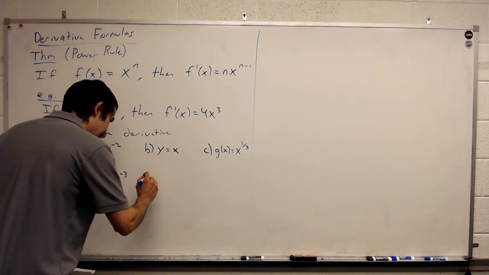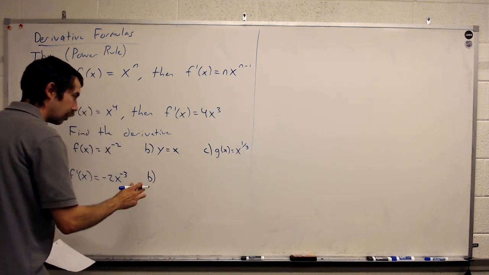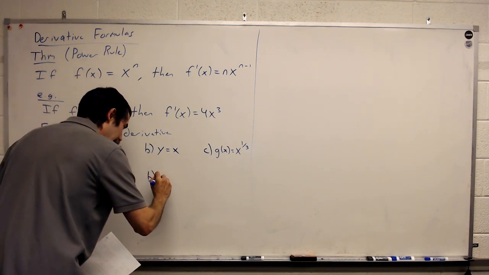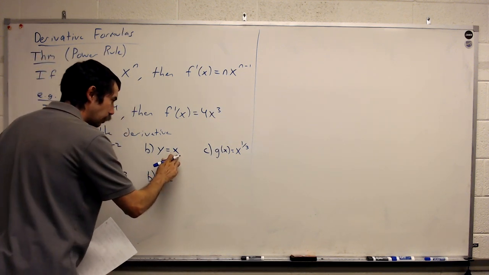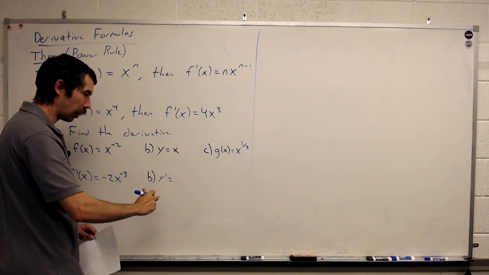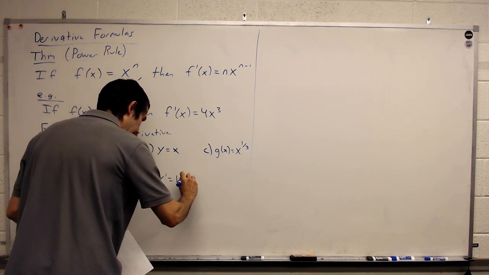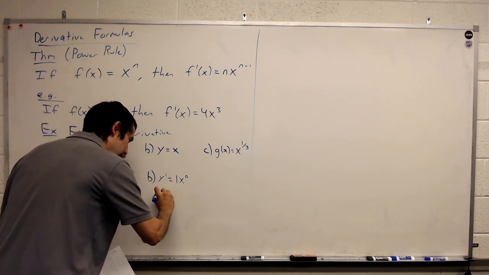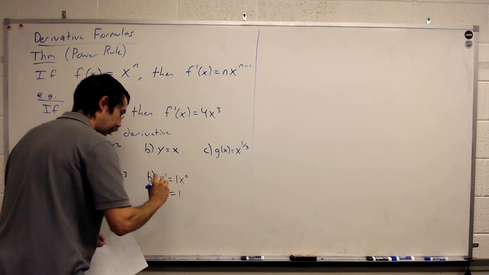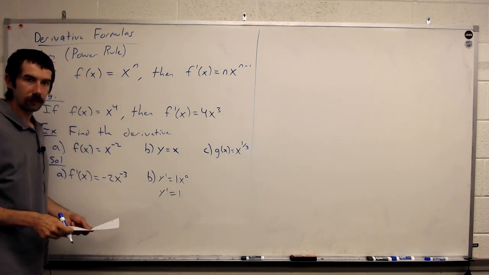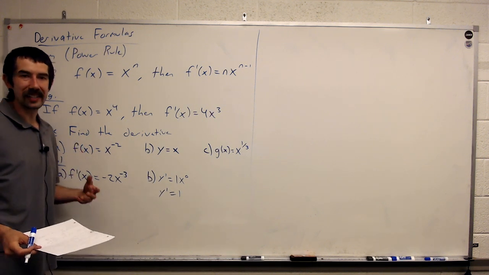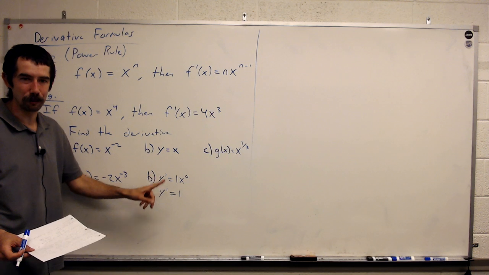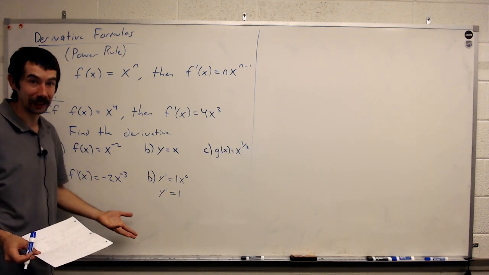All right, what about this? Here y prime, the exponent of x is 1. So we bring the 1 in front, and we subtract 1. It's 1x to the 0. What's x to the 0? It's just 1. Remember, the derivative is the slope. So the slope of the line y equals x is 1. So we should have gotten an answer of 1, which we did.